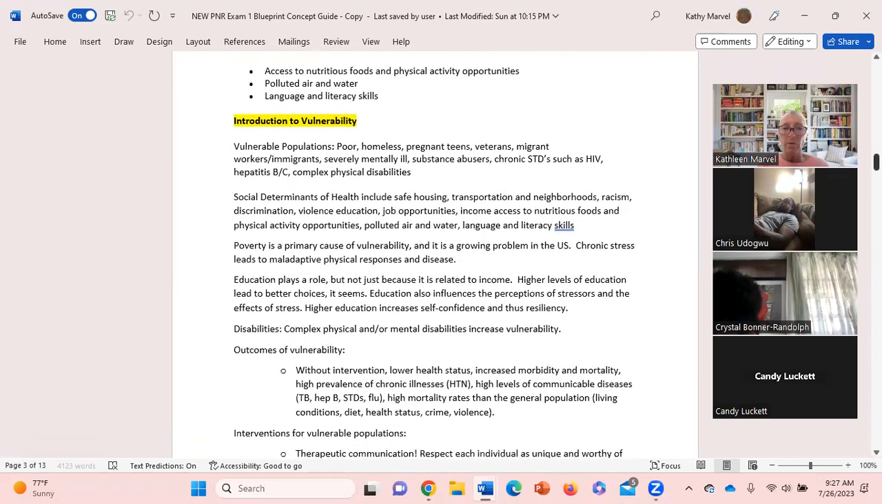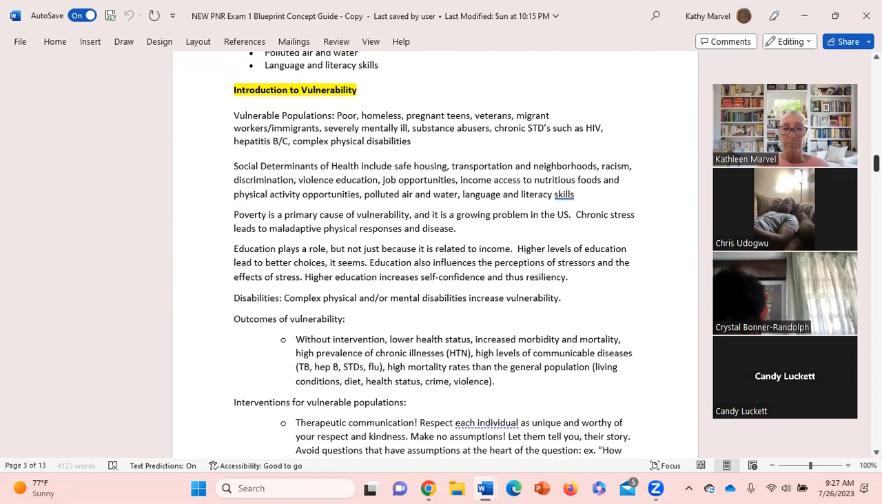Introduction to vulnerability. We already talked about all the different kinds of vulnerable populations that we have in our communities. They're numerous. For purposes of this class, we consider the poor, the homeless, pregnant teens, not adult teens. Like we had in our quiz, one of the questions was, who's vulnerable?